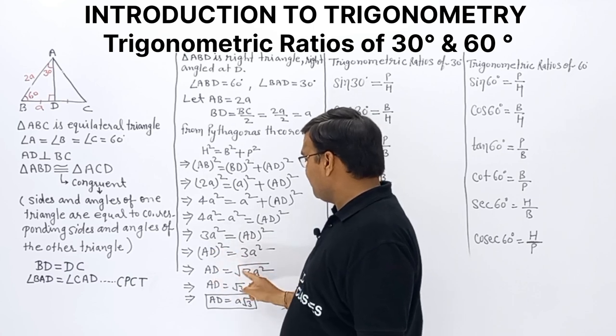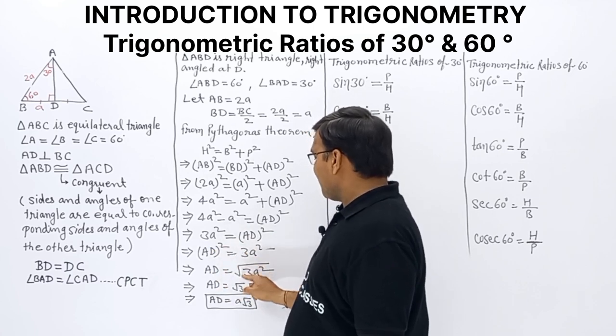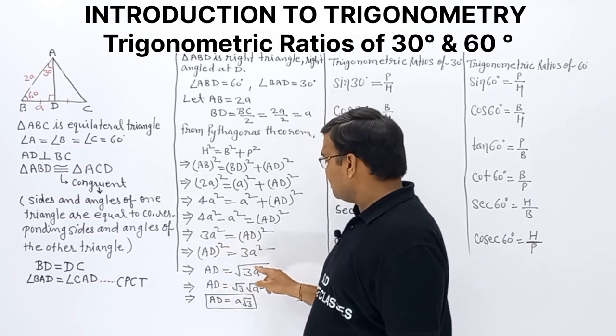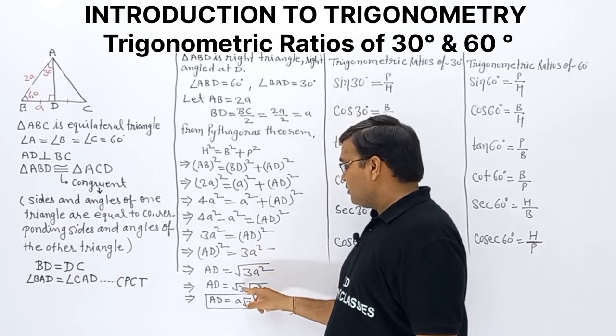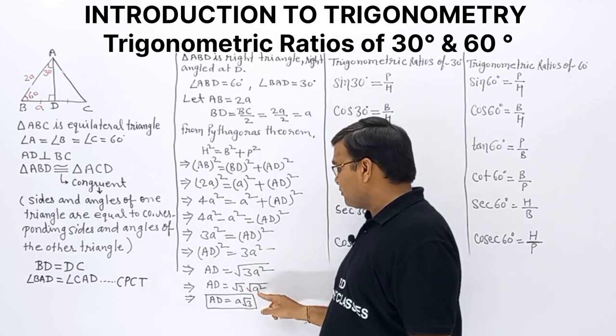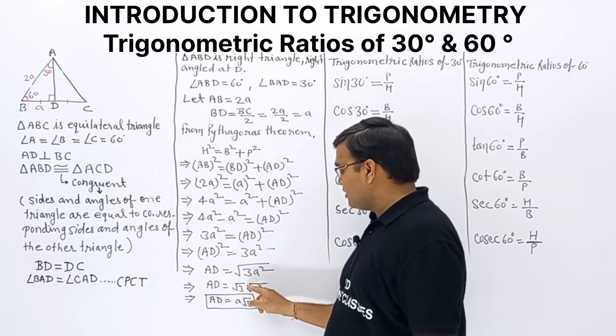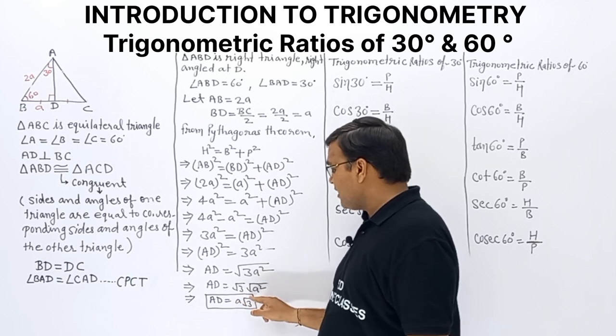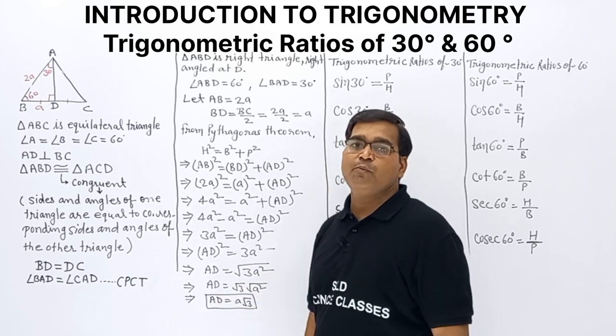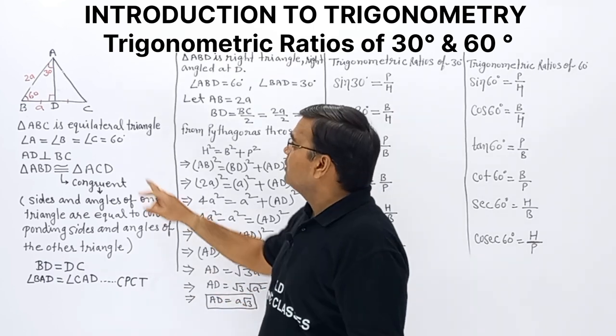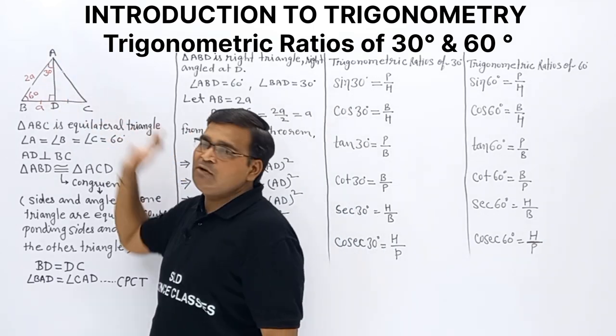Now we take the square root. AD will be the square root of 3A square. Its square root will be square root of 3 and square root of A square. Then when solved, this one will be A. So A square root of 3 will be the value of AD. And this one is the perpendicular.